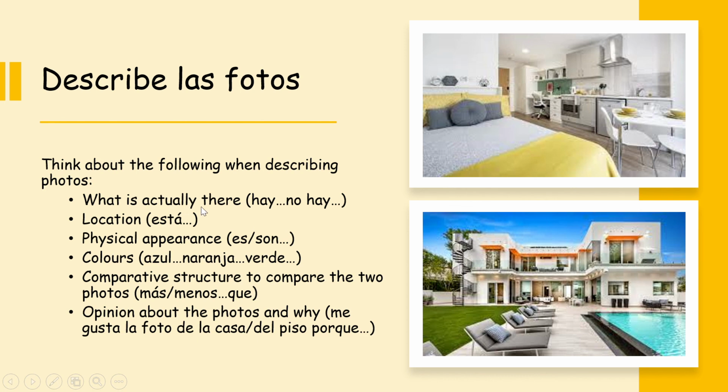So, what is actually there? So, there is I, there is not. No I. Location, estar. Physical appearance, so es bonito, es moderno. Think of the colours as well in the agreements. Get some comparative structures in there. I want you to compare these photos, please. So, smaller, bigger, more modern, more ugly, whatever it happens to be.